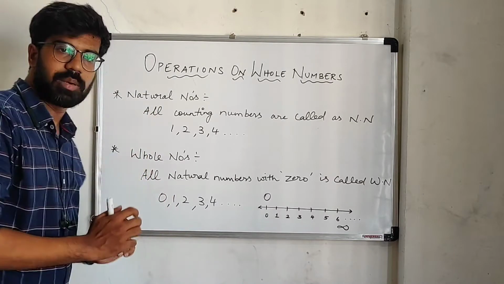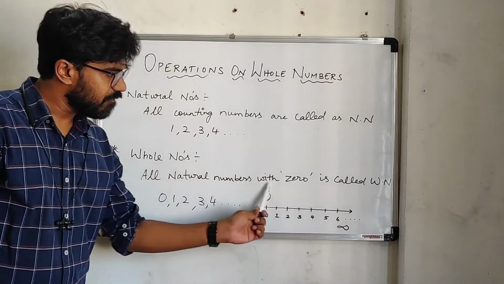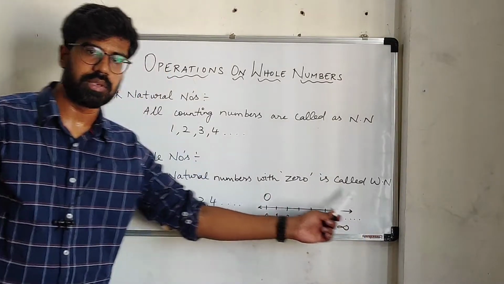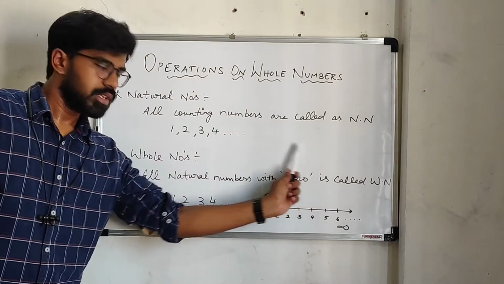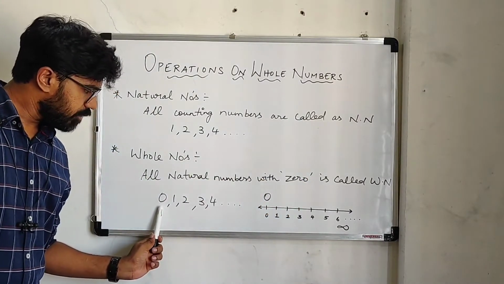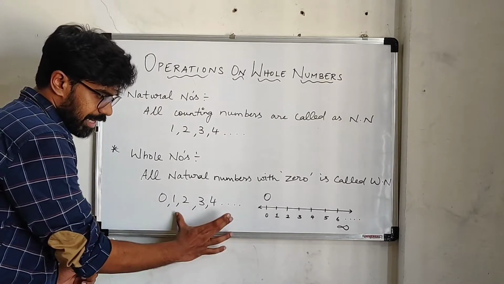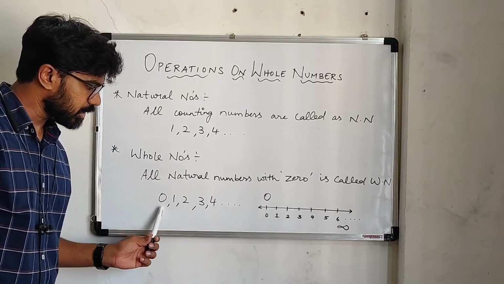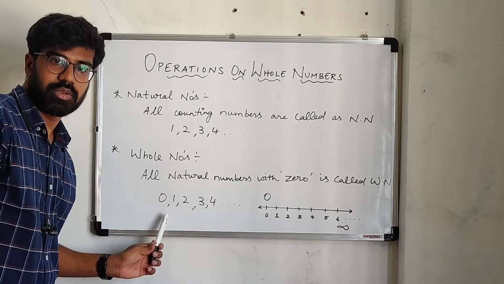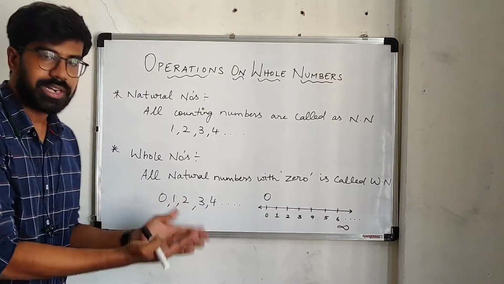Let's say what are whole numbers then? What do you mean by whole numbers? All natural numbers with 0 are called whole numbers. Natural numbers you already know: 1, 2, 3, 4 and so on. Along with that we will be adding 0 to it. So when it starts from 0, the natural numbers which include 0 are called whole numbers. So what is the smallest whole number? 0.